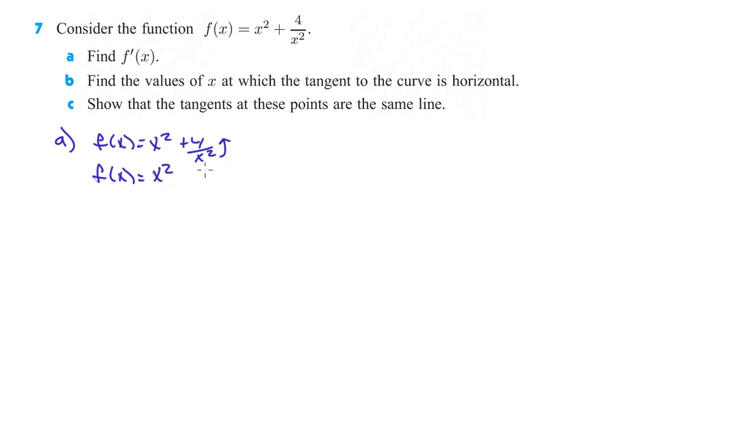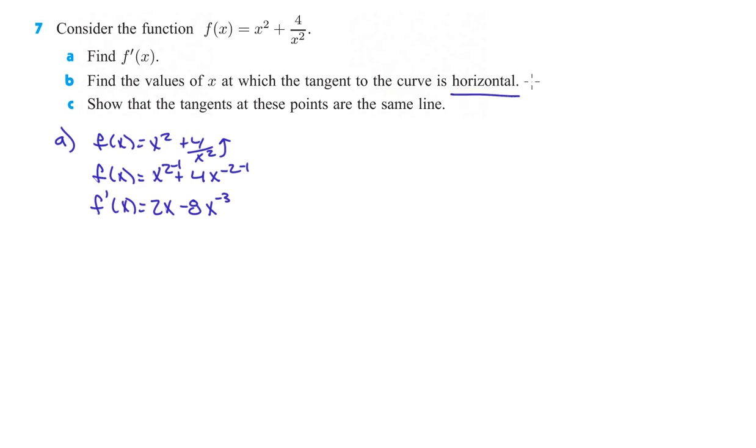f of x equals x squared plus 4, and now the x squared moves to the top and turns into 4x to the negative second. Okay, and then that becomes a lot easier to take the derivative of. So now we can take the derivative: f prime of x equals 2 times 1 is 2, subtract 1, so that's just 2x. Negative 2 times 4 is negative 8x, subtract 1, and that's to the negative third. So there's our derivative.